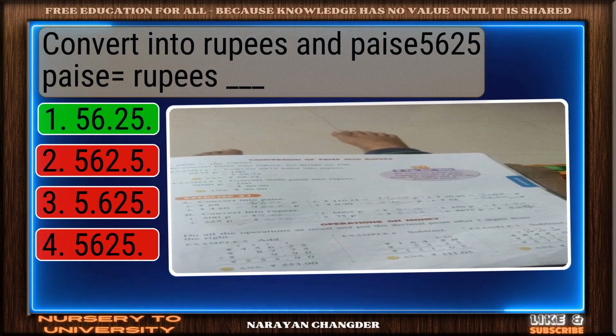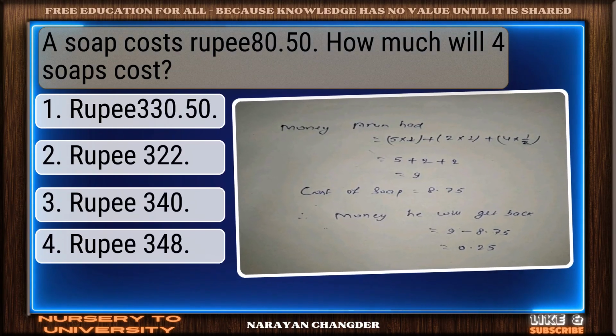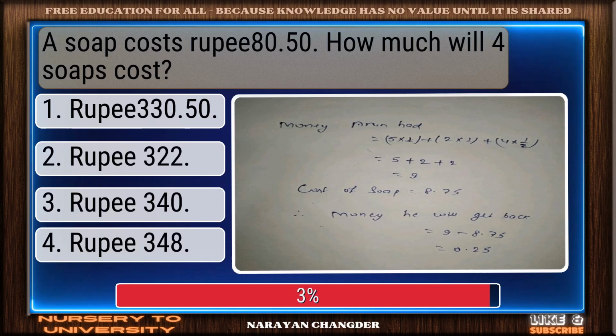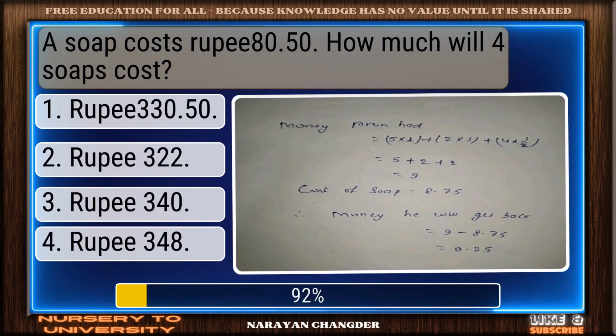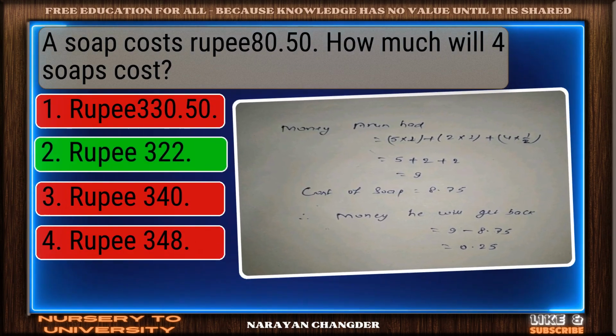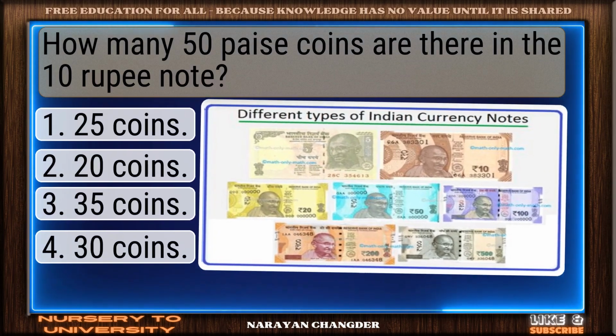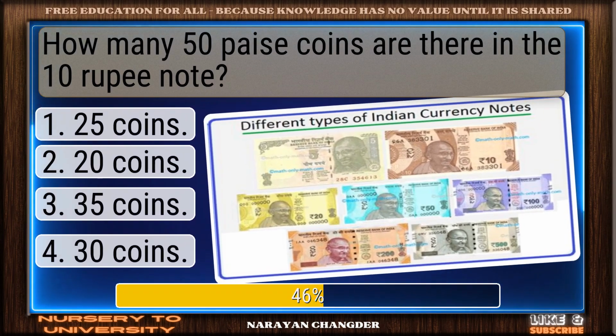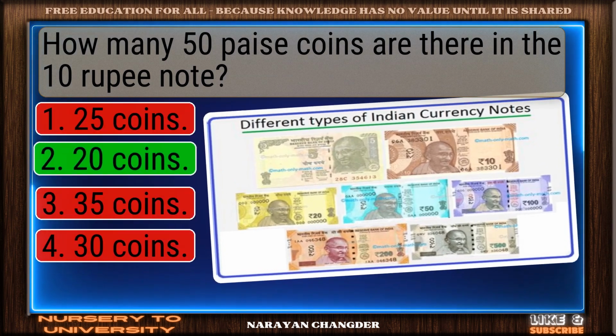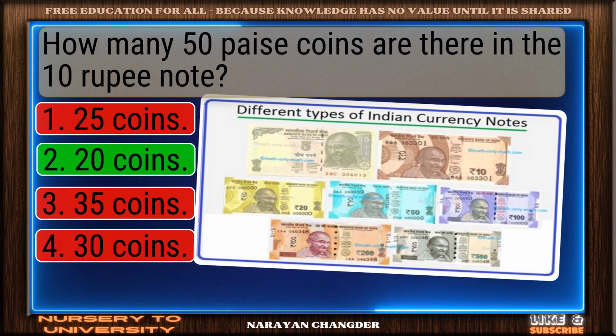5625 is the answer. A soap costs rupee 80.50. How much will 4 soaps cost? Correct. Rupee 322 is the right answer. How many 50 Paise coins are there in the 10 rupee note? Solid response. 20 coins is a valid choice.